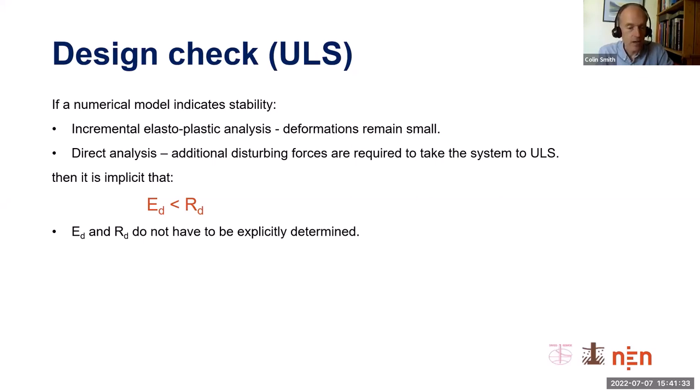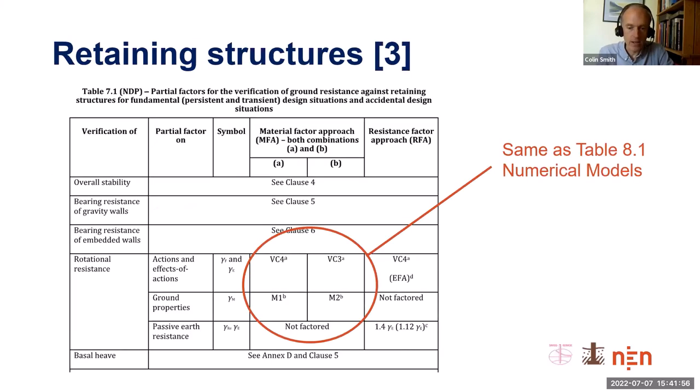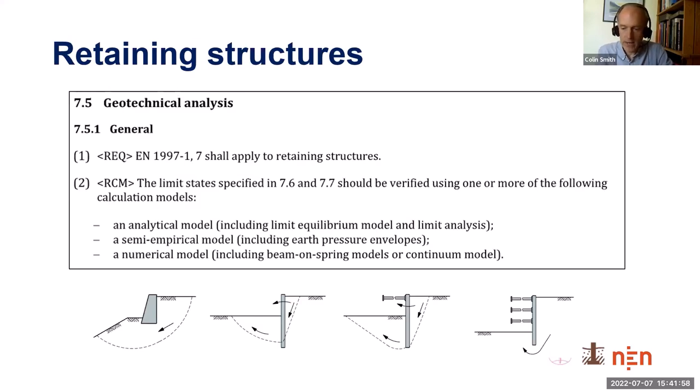For EFA, you can obviously, if you're looking at a bending moment and factoring that and comparing it with a bending resistance, you generally will do that. But when you're looking at global stability type problems, you don't have to explicitly determine the ED and RD values. In addition, it's not necessary to assess specific failure modes. So for example, if I jump back to the previous slide, we've got four failure modes among quite a lot at the bottom here.